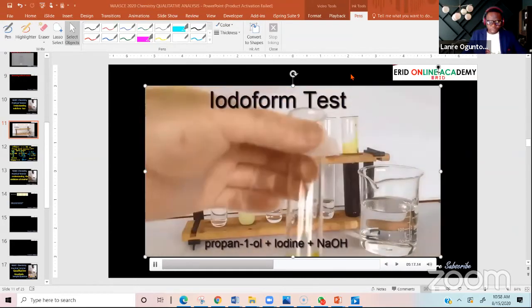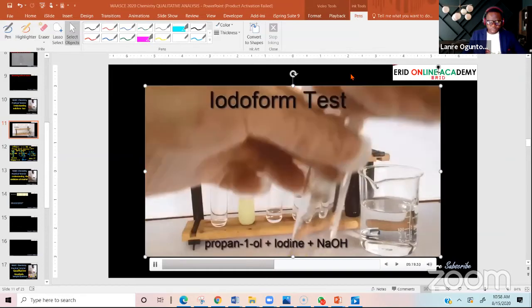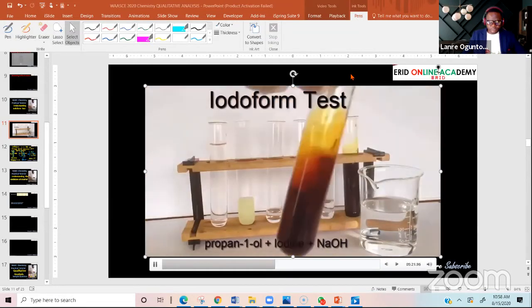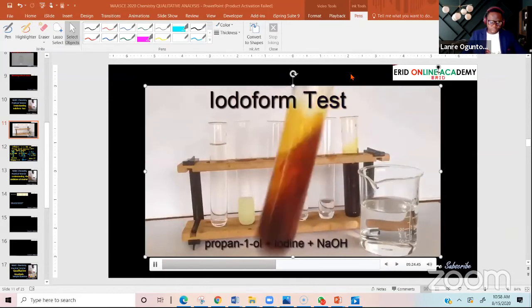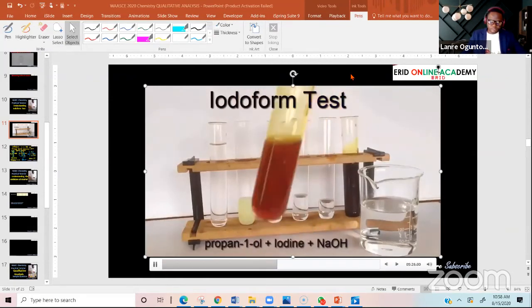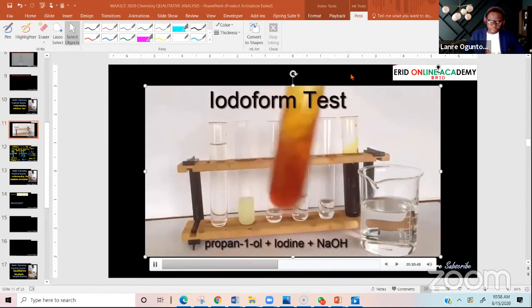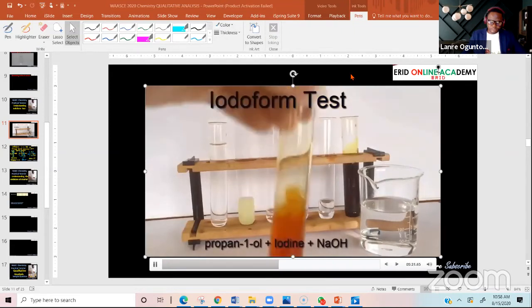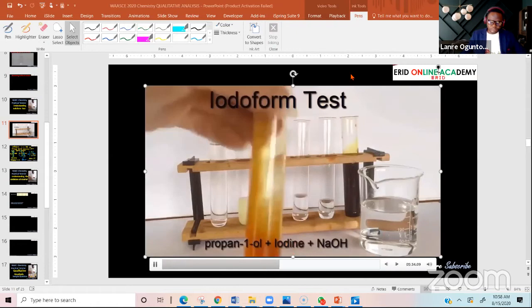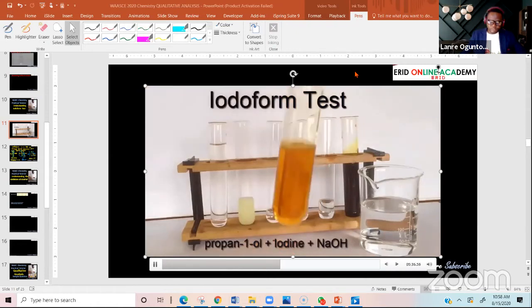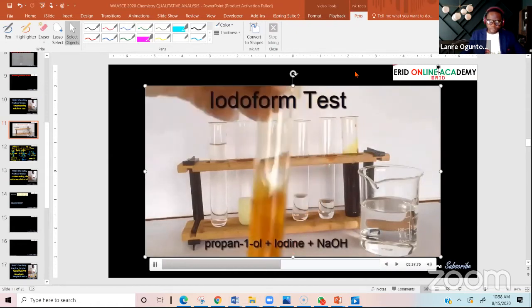Next is my sodium hydroxide. Don't forget the way I'm adding it: dropwise. I'm adding the sodium hydroxide in drops. Just observe the color change. You can see the color is changing, it's getting lighter. But my focus is whether it's going to form a yellow precipitate or go overboard and form a colorless solution.